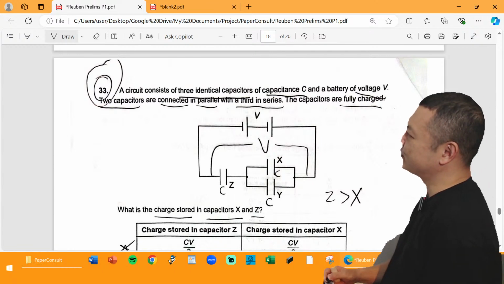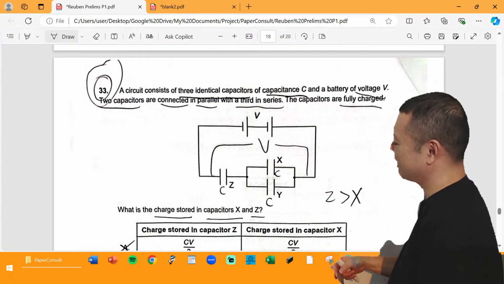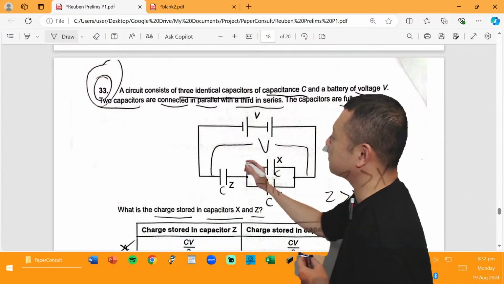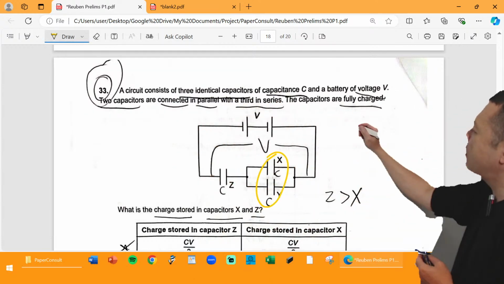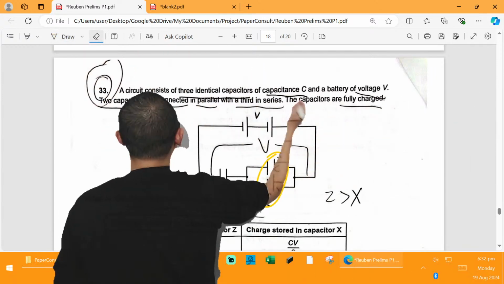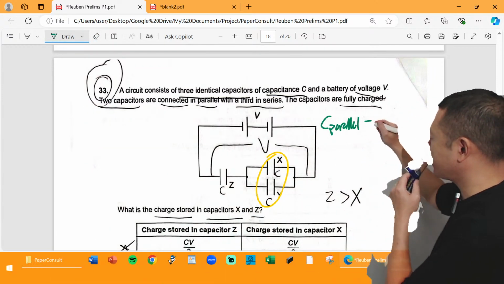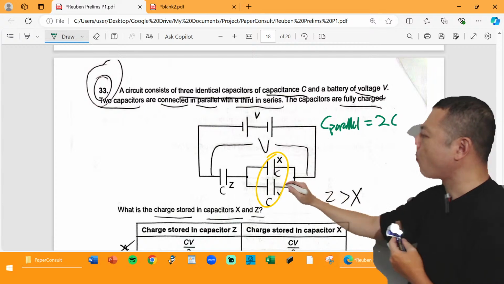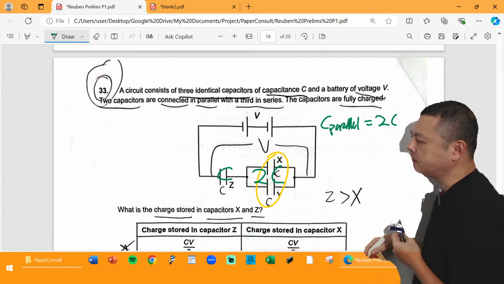33, why? Because you all never do this fast enough. Yeah, this one is damn hard. Okay, what do you have to do first? You have to sum these two up first. First step, sum up the two capacitances here. In parallel is what? C parallel is what? 2C. So together, this is 2C, and this guy is C.